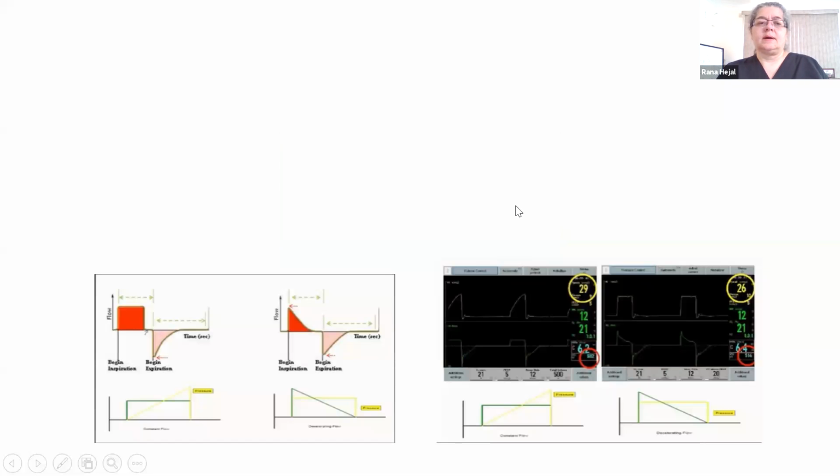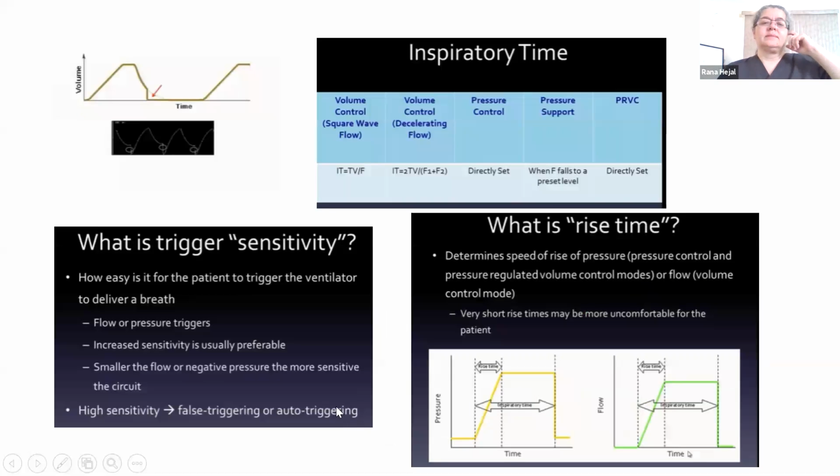Very good. I talked about this earlier, but this is the graph that shows, always remember, if I have a square waveform, my pressure curve is going to be like a triangle. If I have a decelerating flow, I'm going to have a square waveform. I don't know why I put this in.